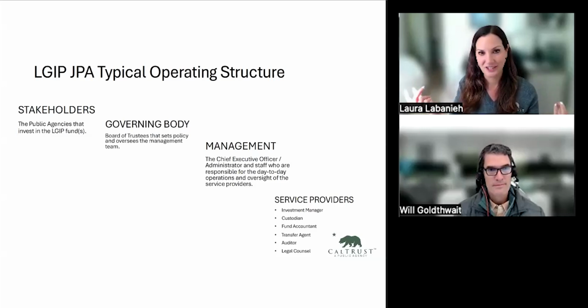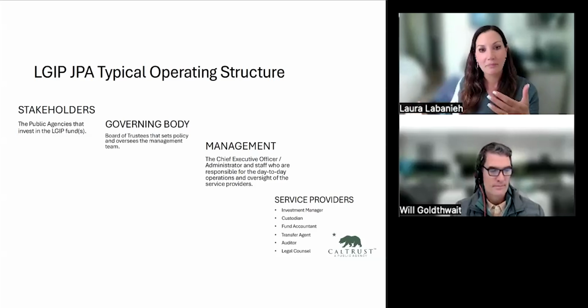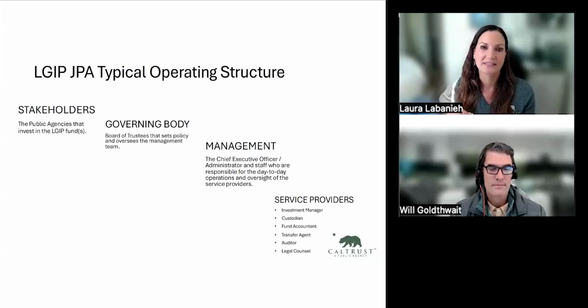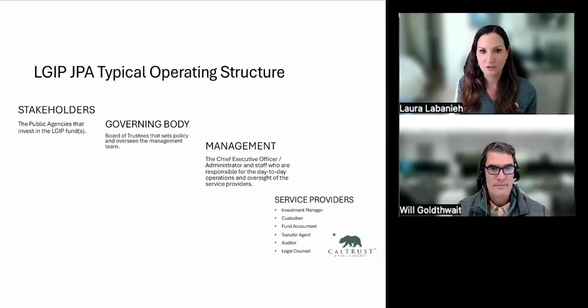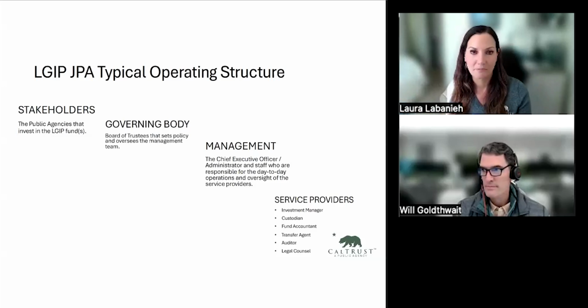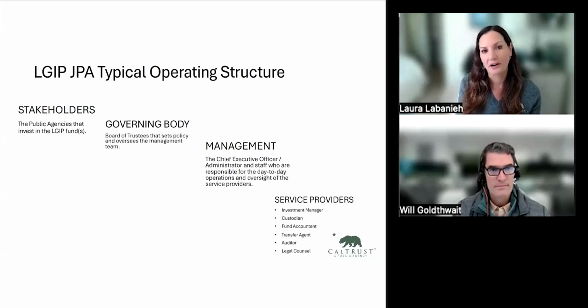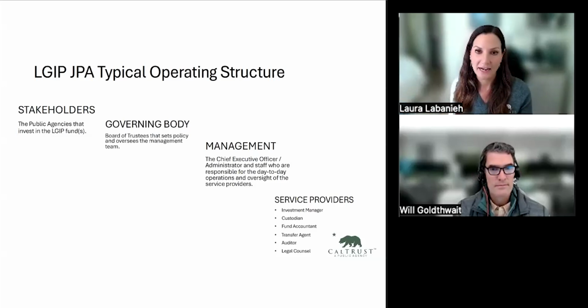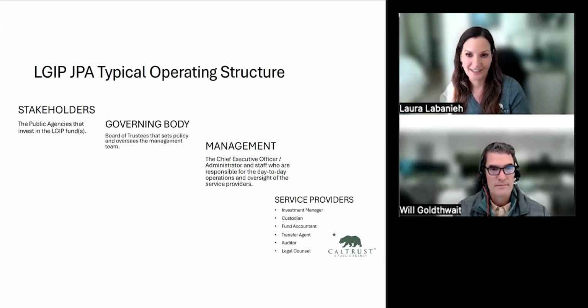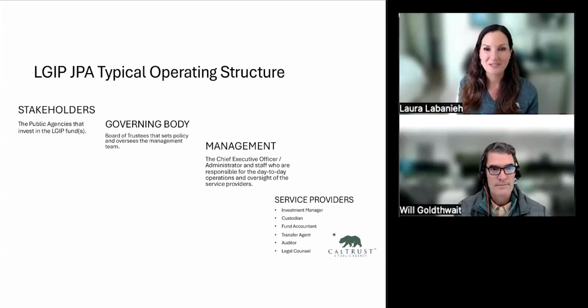So this is your typical operating structure. I say it's your typical structure. Basically, in California, you have 3 JPA LGIP options, and this is really the structure that we all maintain, with variation based on how shareholders are found, how the governing body is appointed or elected, how it's managed, and how service providers are selected. Before I keep talking at you, I'll see if Will has anything he'd like to add to this slide.